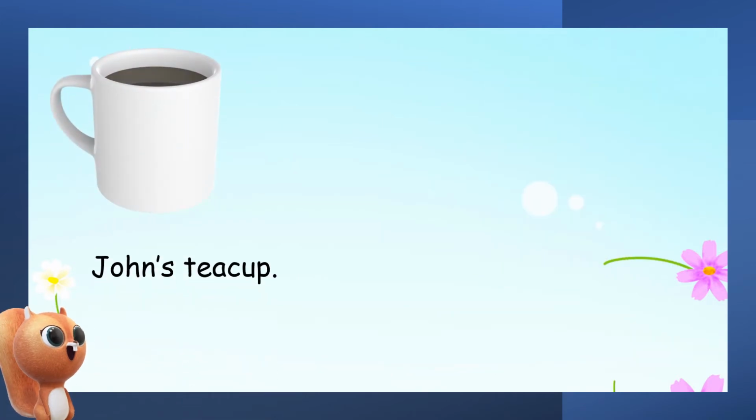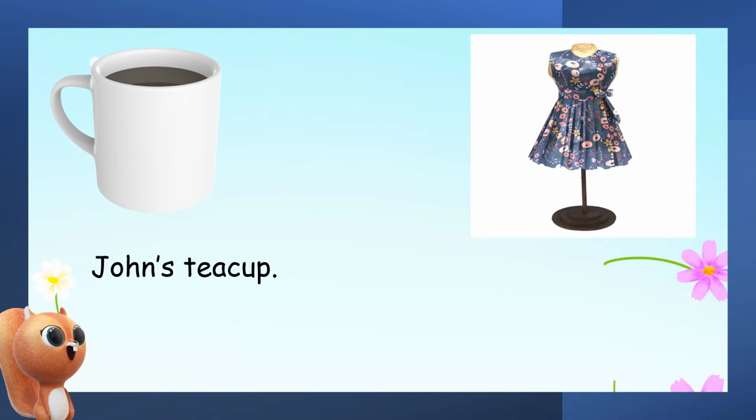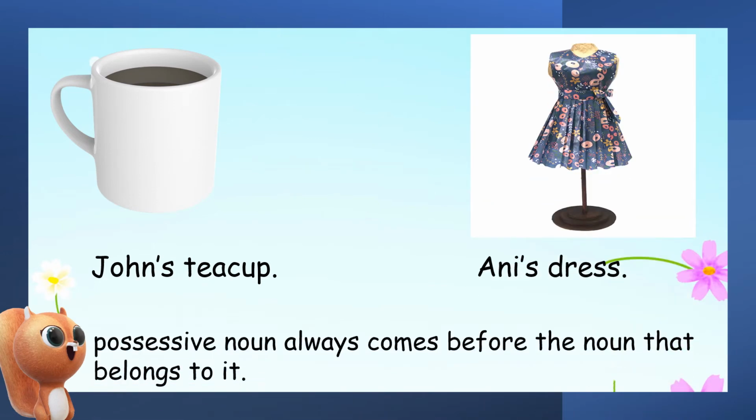Let's look at some other examples. John's teacup. Annie's dress. A possessive noun always comes before the noun that belongs to it. John came before the teacup that belongs to John. Annie came before the dress that belongs to Annie. And don't forget our apostrophe S right behind the name of the noun that owns the thing. I hope this is clear.